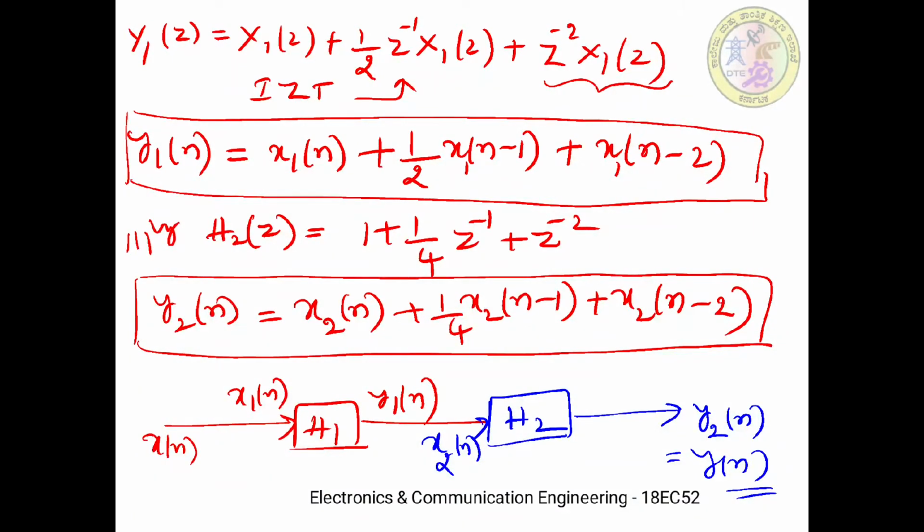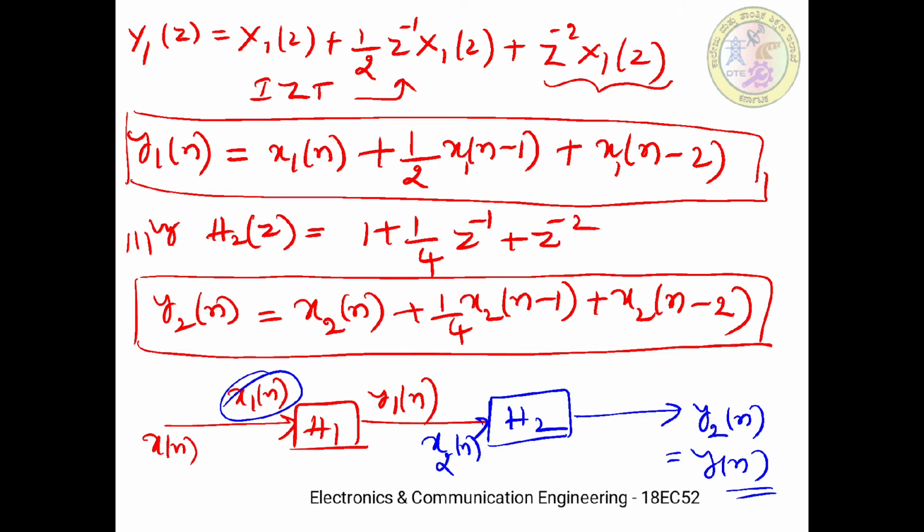Okay, so that's why while writing the first stage difference equation, all our inputs are represented by the suffix 1 for the x, that is x1 of n, and while writing the difference equations for the second stage, the suffix for x will be 2. So x2 of n, x2 of n minus 1, x2 of n minus 2.